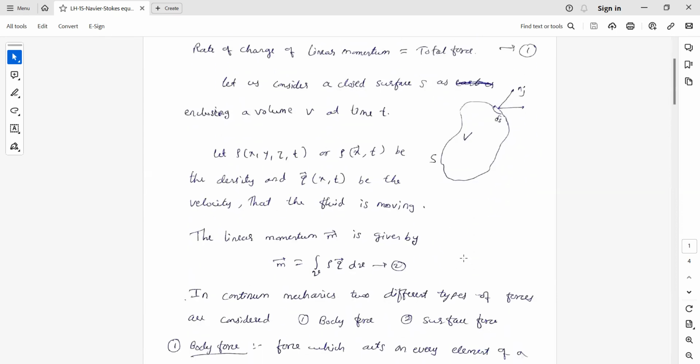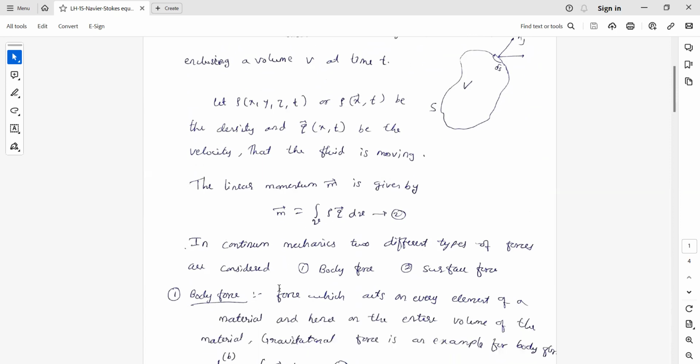By the definition of linear momentum, indicated by m, it is the product of mass and velocity. So momentum is nothing but the product of mass into velocity. Mass can be written as rho into dv, and q is the velocity. Let us name this equation number 2.